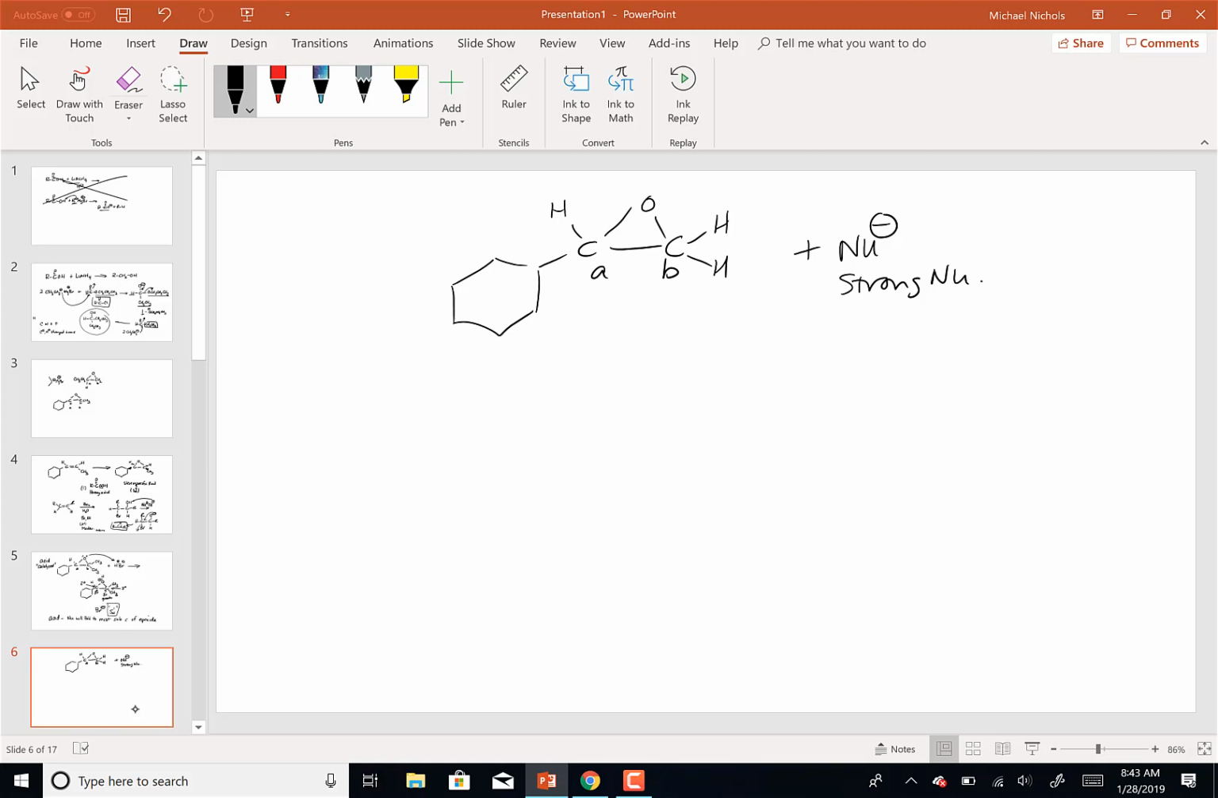Because we've kind of paired some reactions up. If you do this, you get this. If you do this, you get the opposite. And this is one of those cases. So yes, it will add to B. Why? Give me a parallel to what we've been talking about, David. It's less hindered. B is less hindered. I'll buy that.